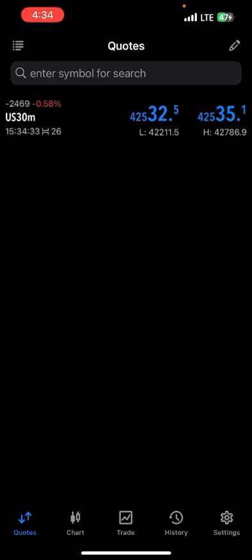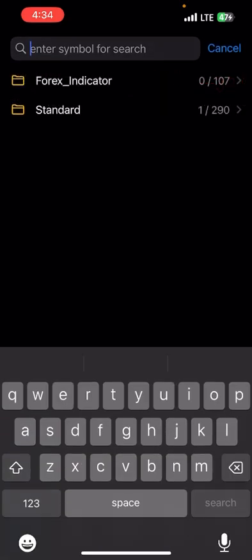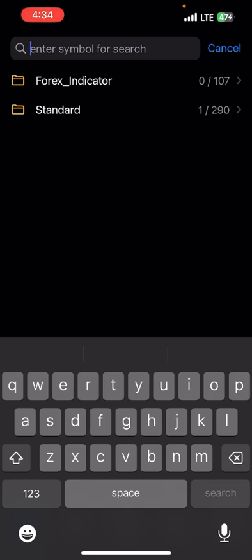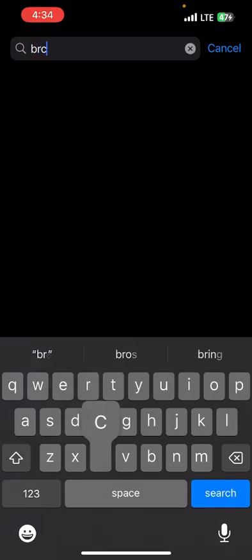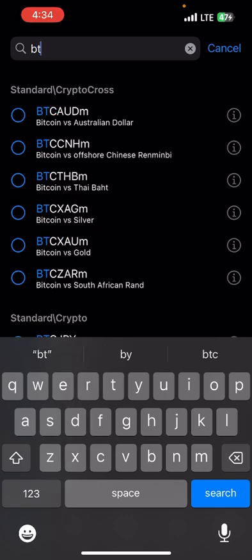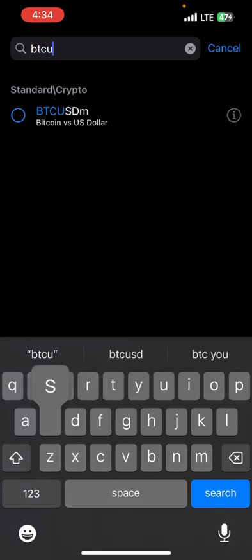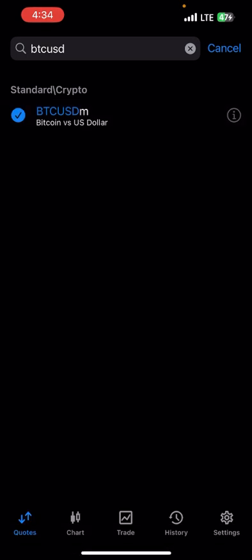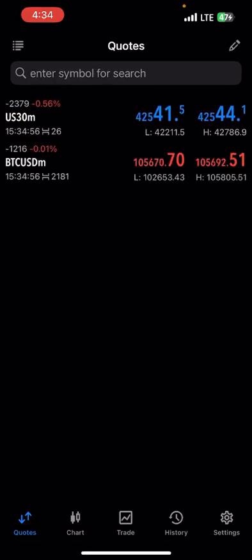Now, if I want to add any pair of my choice, this is how to add a pair. I click enter symbol for search, and then I search for the pair of my choice. So let's say I want to add BTCUSD. I click on this circle, I check it, and then I click cancel. Literally, it has been added. So that's exactly how to add any pair of your choice.